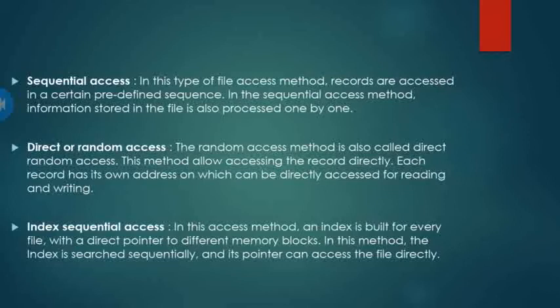So in the index sequential method, the index is searched sequentially, that is one after the another. It means you have to check the index of the book sequentially, and once you find it, you can directly move to that page and its pointer can access the file directly. So these three are the file access methods by which we can access the files which are stored in computer.